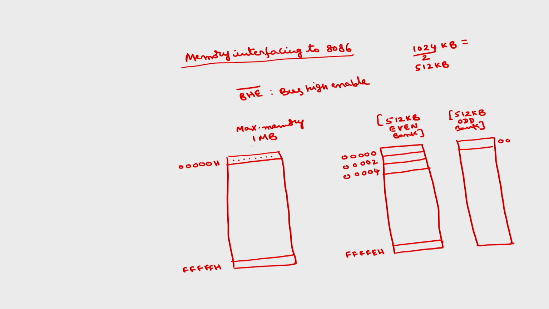What is the first odd address? 00001H. Then the next one is 00003H, 00005H, and so on. The last one will be FFFFFH.